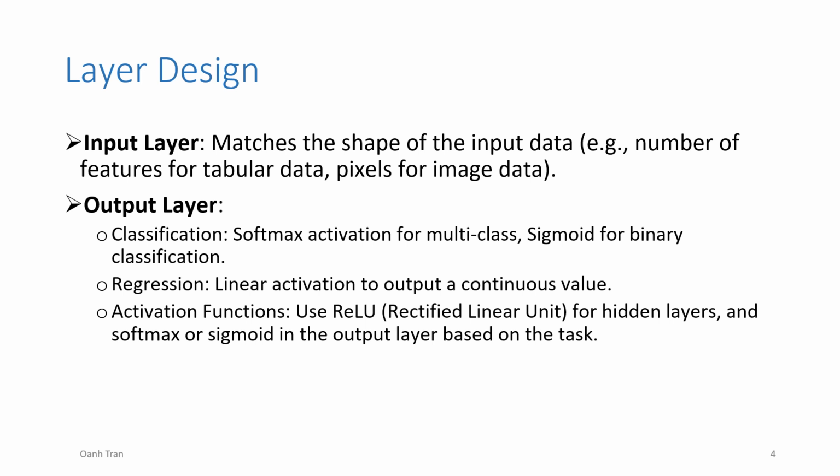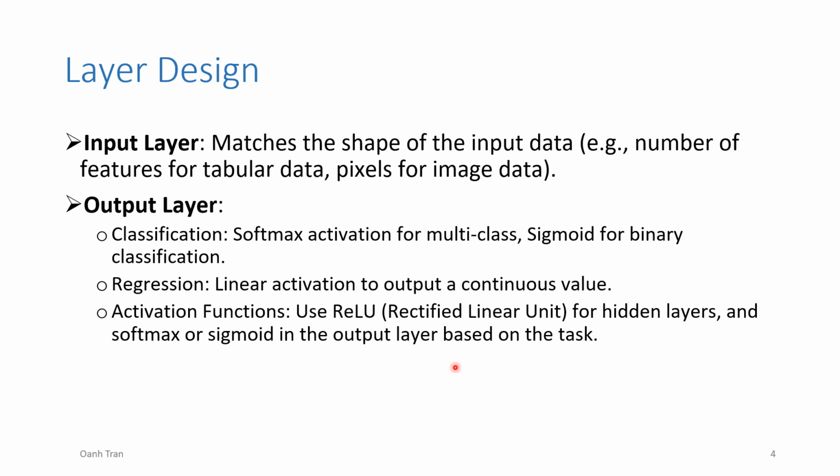So when you have already decided the type of network, now let's design the architecture, right? So how many layers are there and how many neurons in each layer should we design?